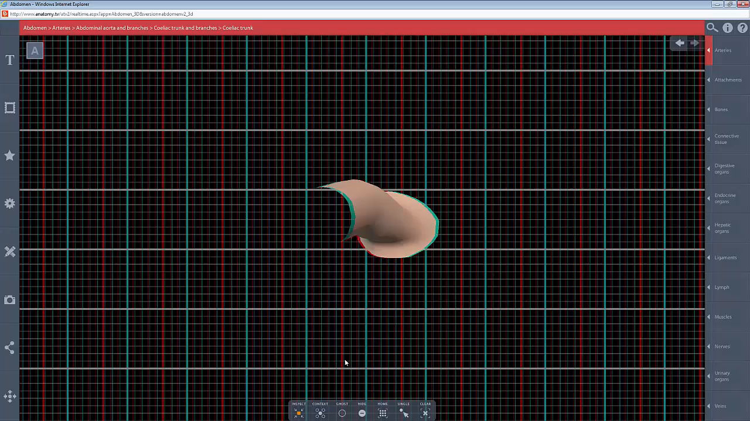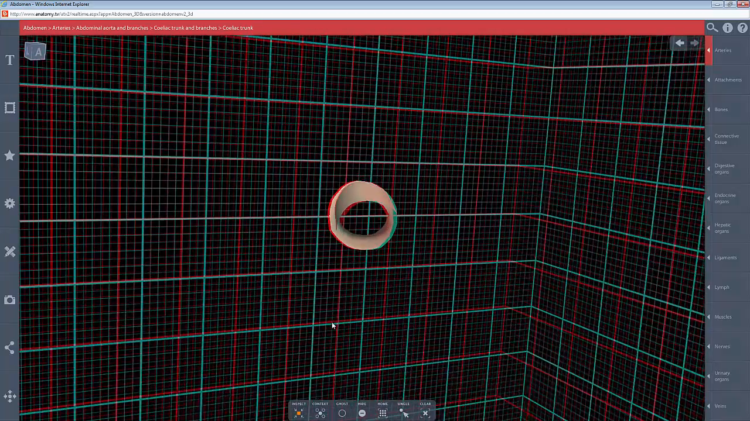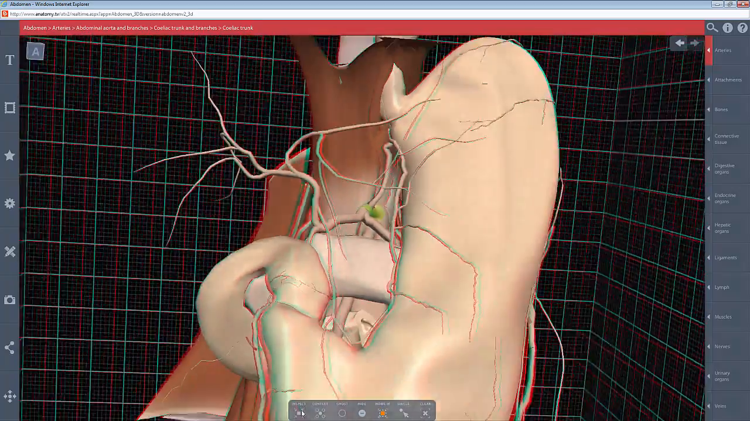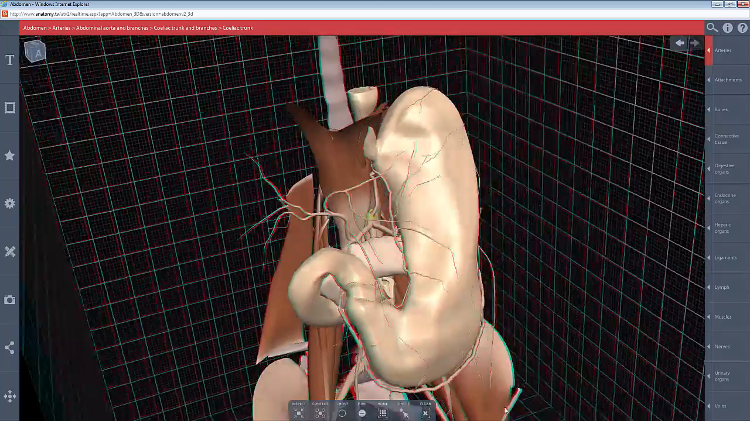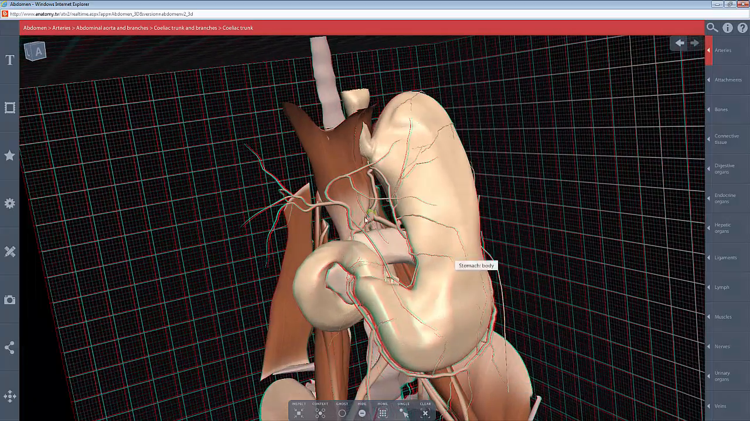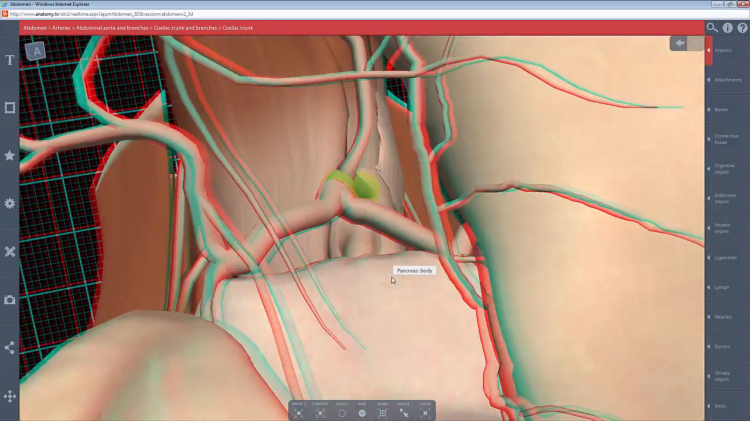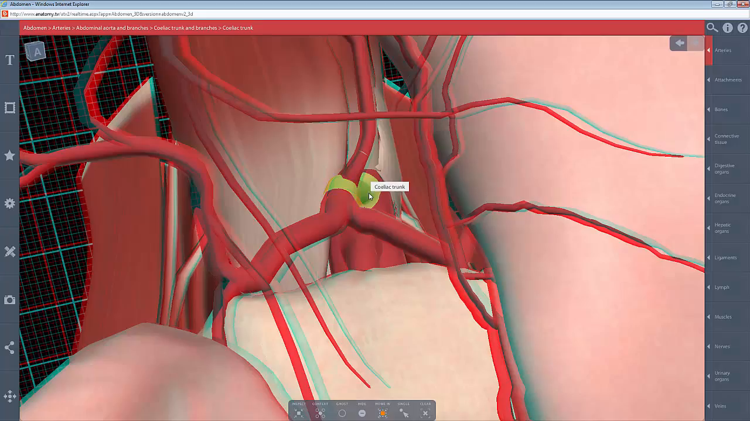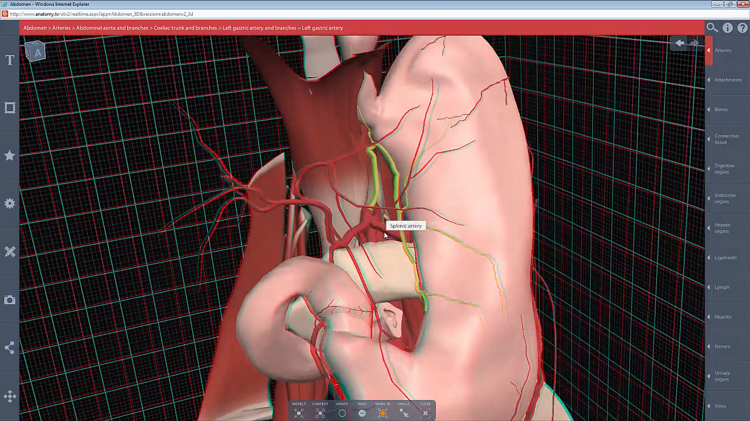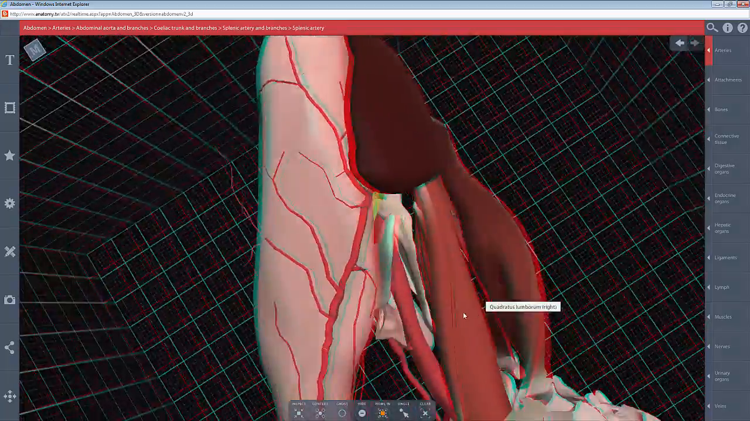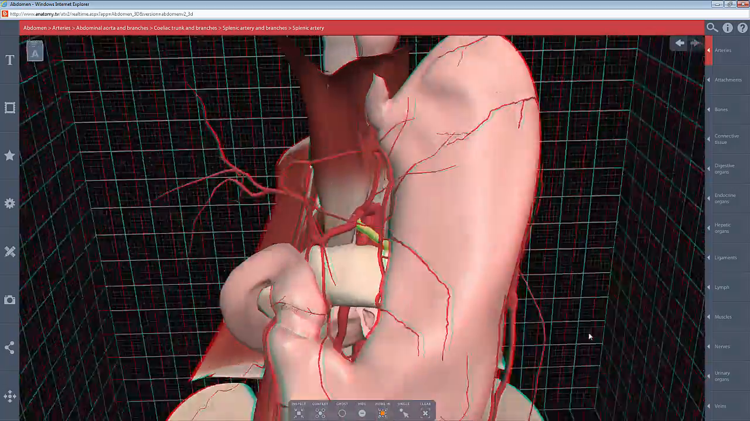Okay, so what's next? We are going to look at the celiac trunk. And here it is. Celiac trunk is actually going to be the first major blood vessel that we're going to encounter in the abdomen. Okay, so celiac trunk has several branches. The first one that's coming off here is going to be the left gastric artery. Then you have the splenic artery going over to the spleen, as you can see right here.